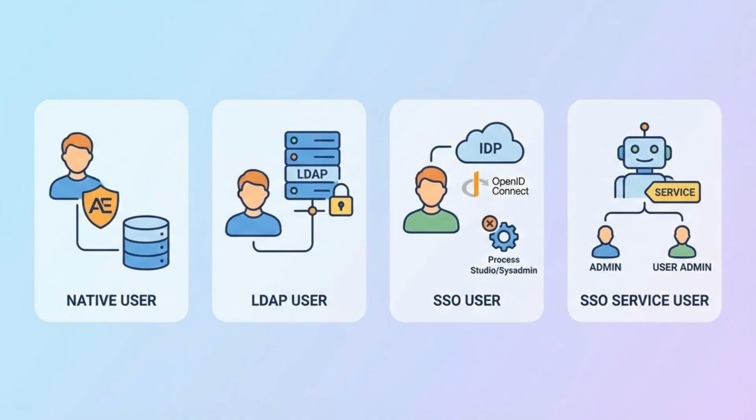In AutomationEdge, users can be of 4 types. Here's a quick overview before we create one. Native user: stored in the AE database, authenticated by AE. Most common type. LDAP user: appears only if LDAP is configured in settings. Authentication is via LDAP credentials. SSO user: authenticated through an identity provider using OpenID Connect. Cannot access Process Studio or be sysadmin. SSO service user: available only when SSO is configured with OpenID Connect. Created by admin or user admin. For this demo, let's create a native user, the most common type.